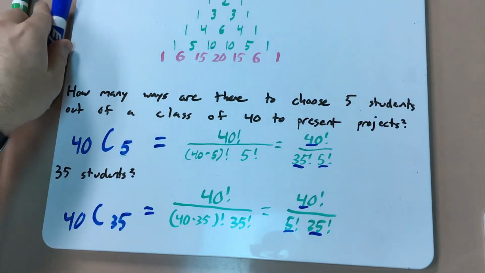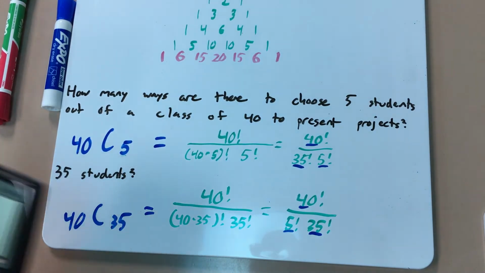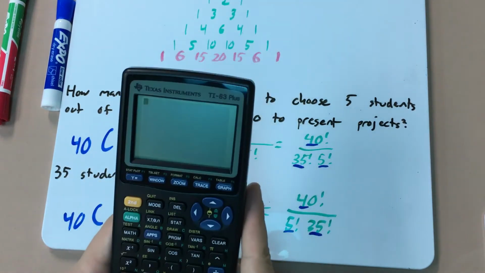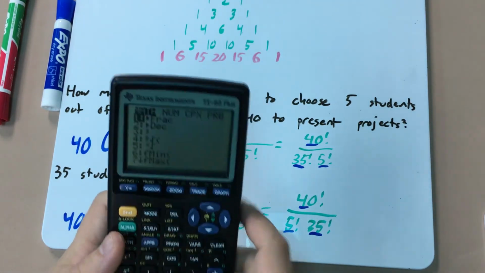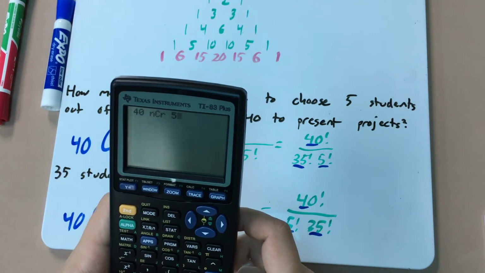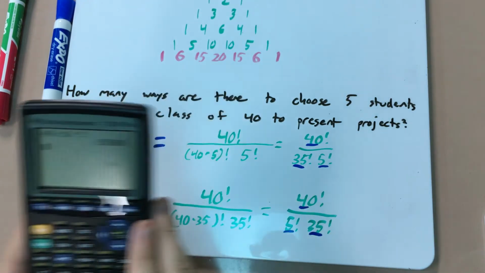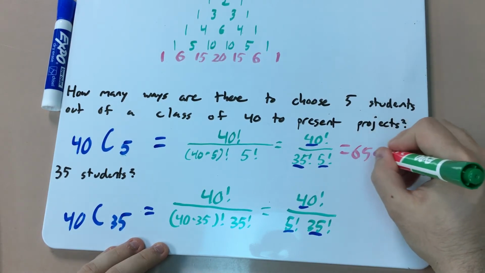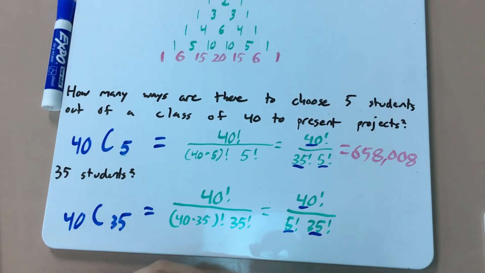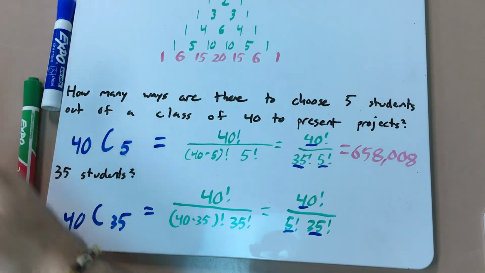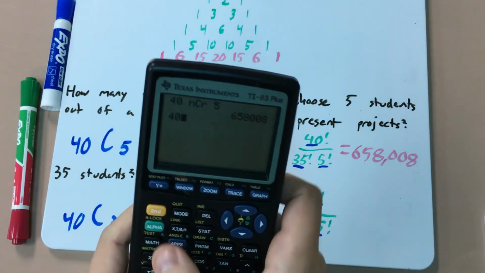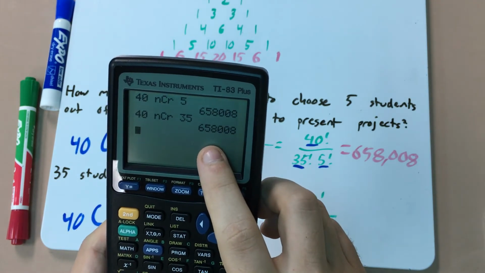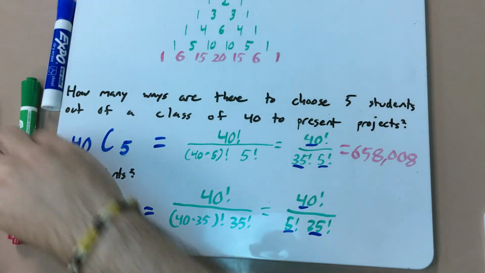And I'm actually going to go ahead and do both of these in my calculator so that we can see that they both come out to equal the same number. So this would be 40 choose 5, which ended up being 658,008. And down here for 40 choose 35, once again, 658,008.